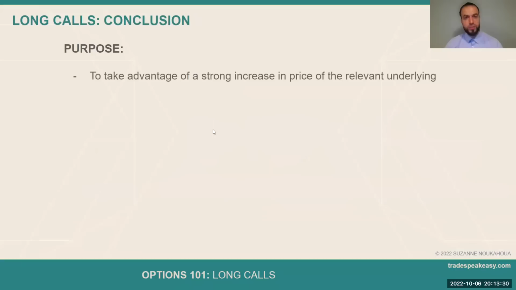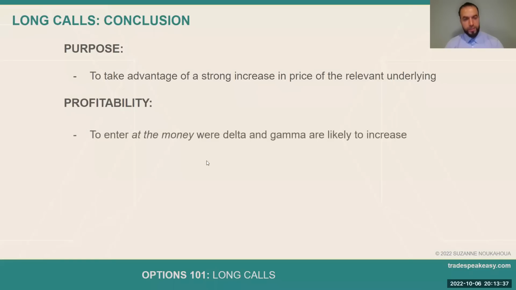So in conclusion, we're trying to take advantage of a strong increase in price of the relevant underlying. Profitability is best when entering at the money where delta and gamma are likely to increase. You can also enter slightly out of the money to lower cost of entry.